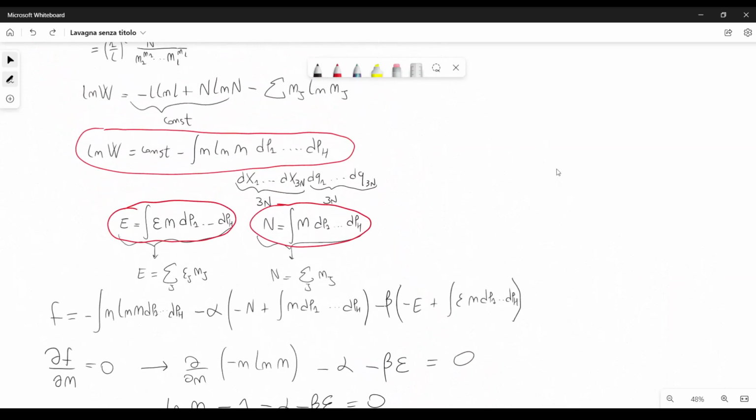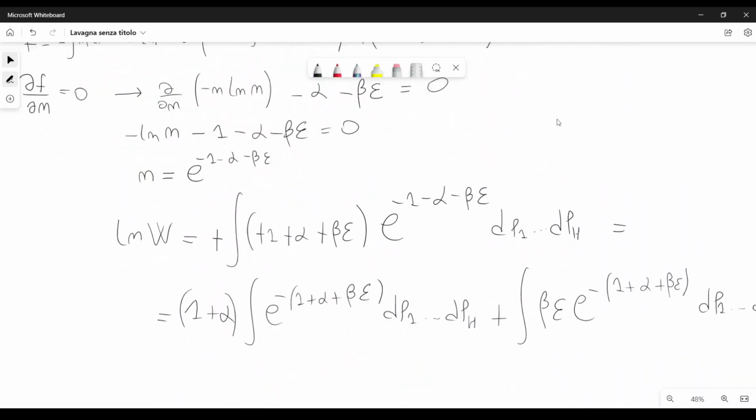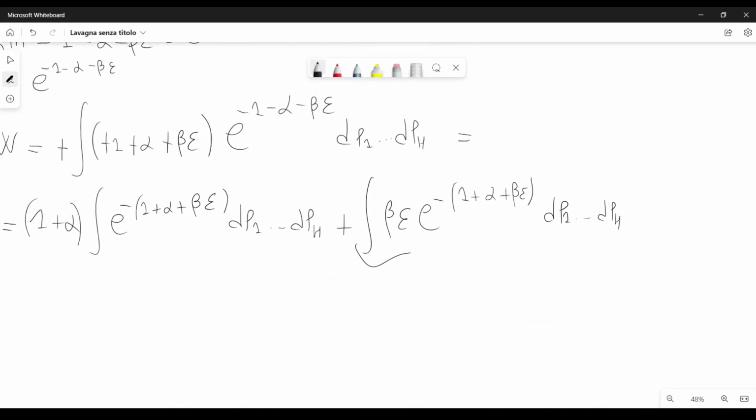Well, also consider this formula here, and also this formula here. When I replace the expression that we found for n, I have E equal to integral epsilon e to the minus (1 plus alpha plus beta epsilon) dp1 ... dph. Whereas here I have capital N equal to integral e to the minus (1 plus alpha plus beta epsilon) dp1 ... dph, like this. So here below, this expression here is simply beta times capital E, whereas this expression here is simply capital N.